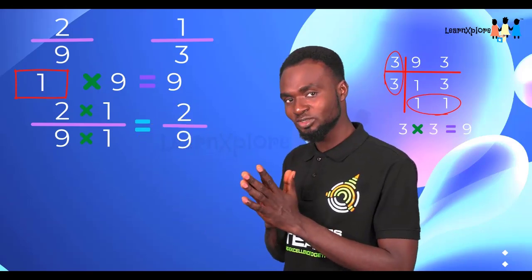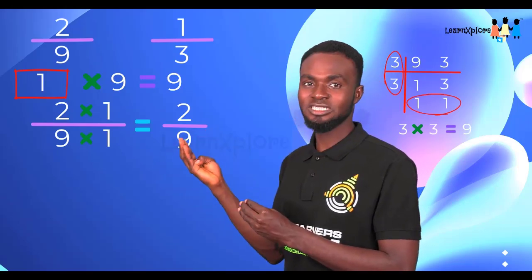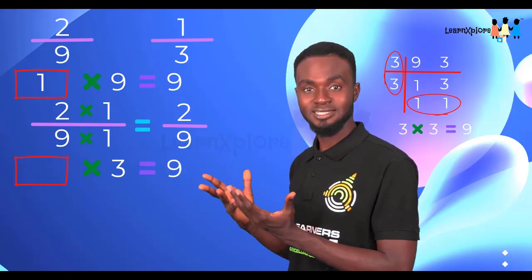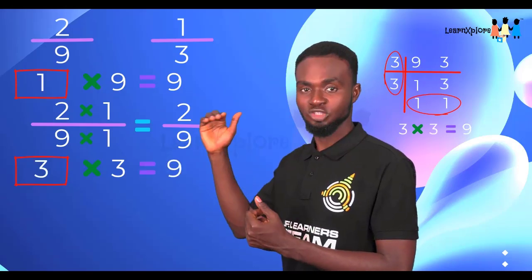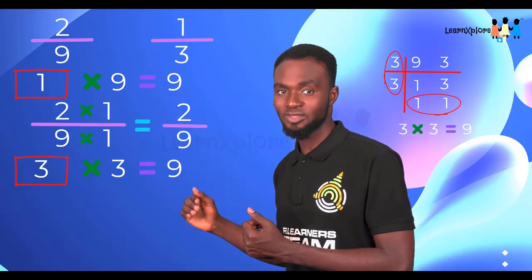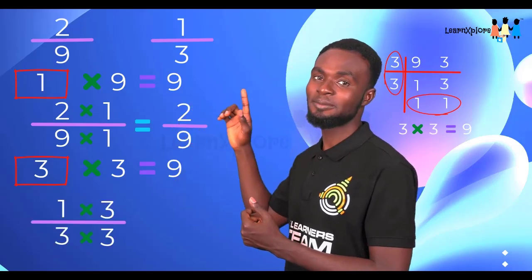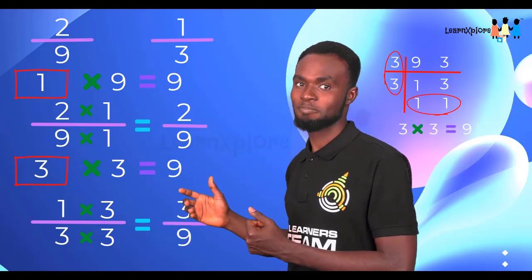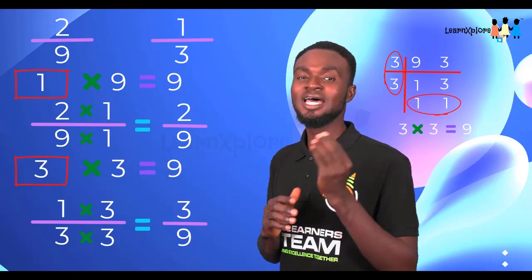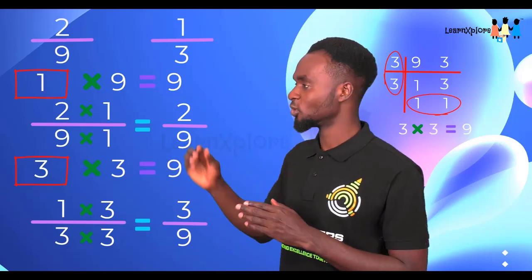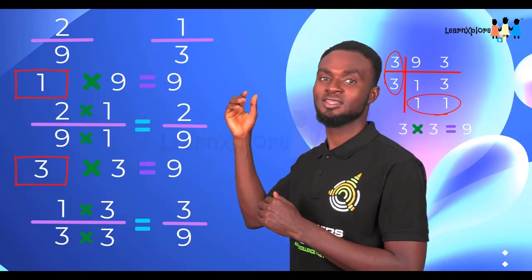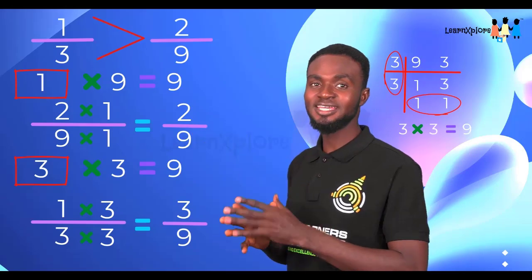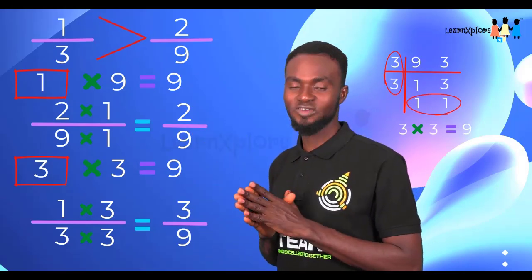And for the second fraction, in order to have 9 for the denominator, what will you multiply by 3 to give you 9? That is 3. So you multiply the numerator and the denominator by 3. So you have 1 multiplied by 3 and 3 multiplied by 3. So you have 3/9. Now let's check which of the fractions has the greater numerator. You have 2/9 and 3/9. Obviously 3/9 is greater. That means 1/3 is greater than 2/9.